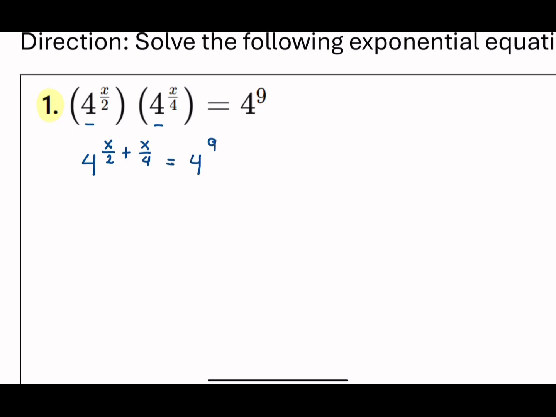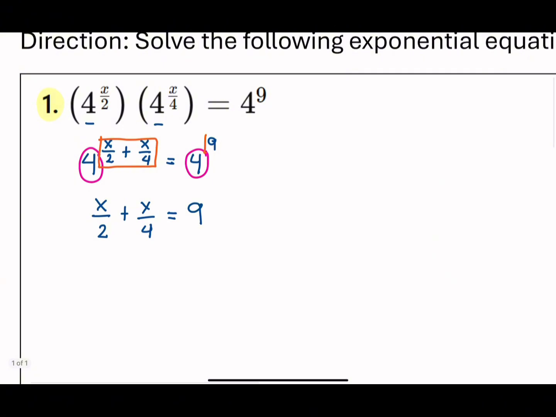Now that the left and right side of the equation are expressed in a single term, next we can just ignore the base and just focus on the exponent. Now our exponent is x over 2 plus x over 4 is equal to 9. Those are the exponents of the equation.